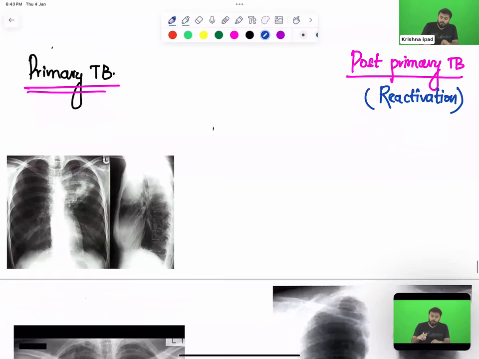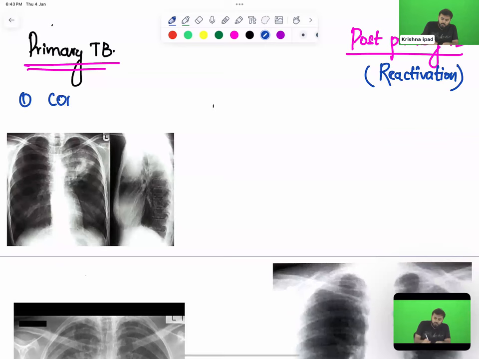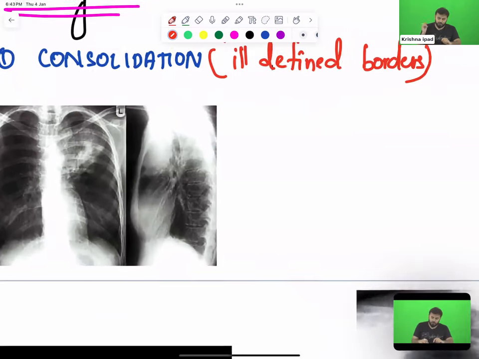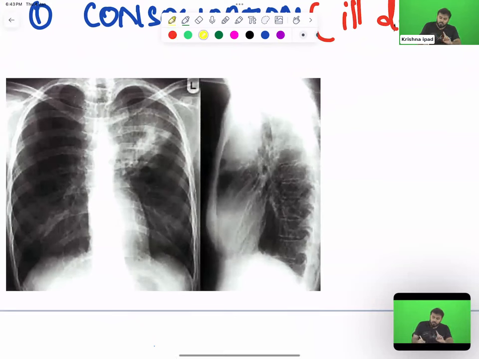Now, in primary TB, the first important finding which you see is consolidation. Consolidation means what? In an X-ray, if you look at ill-defined borders, that is called consolidation. All of you just look at this particular X-ray over here. This is your right lung, this is the patient's left lung. Where do you think the pneumonia, where do you think the consolidation is? Right lung or left lung?